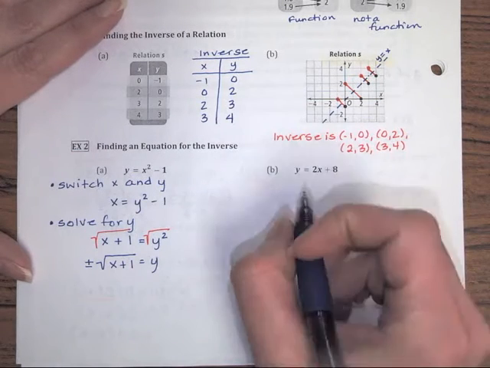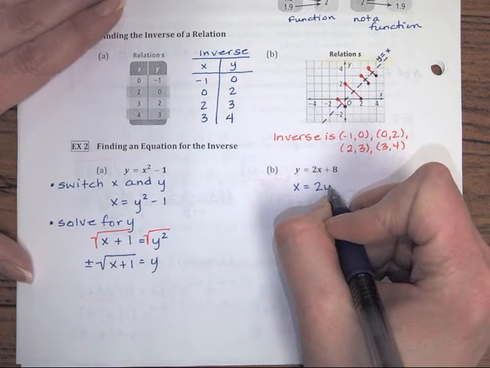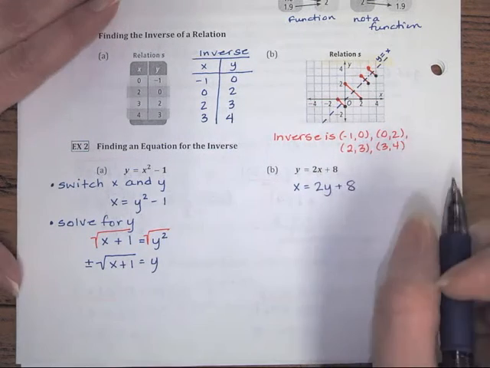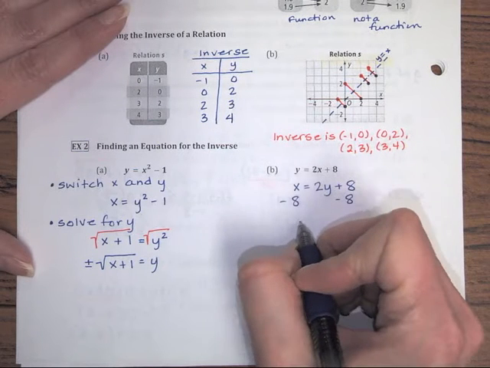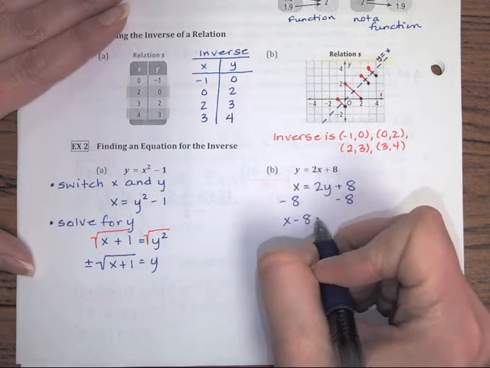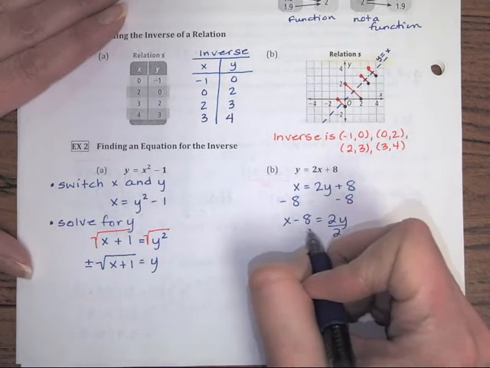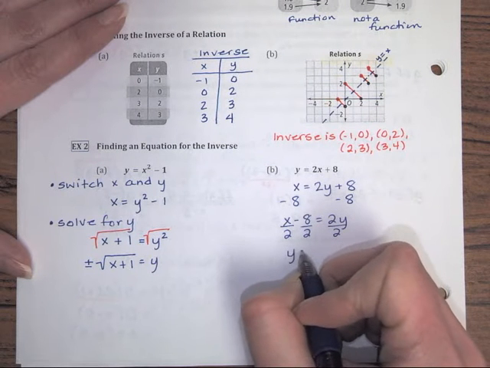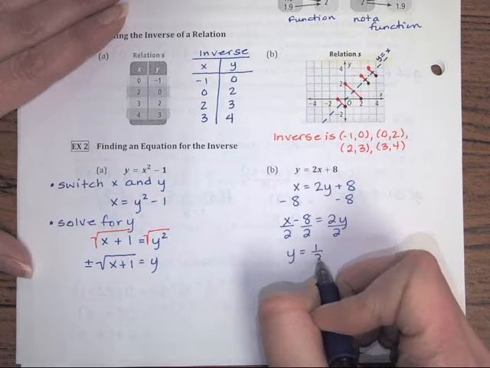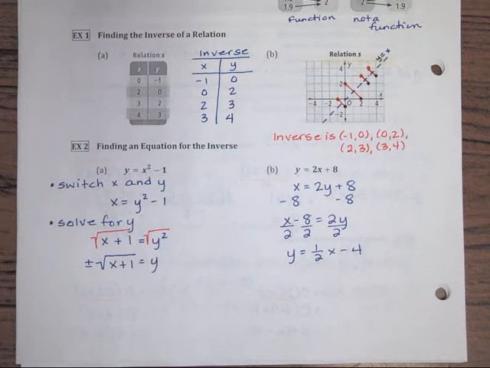Same steps, switch the x and the y. So I have x equals 2y plus 8, solve for y. So subtract 8 from both sides, and I have x minus 8 equals 2y. Divide everything by 2. And I end up having y equals 1/2 x minus 4. All right, those are inverses.